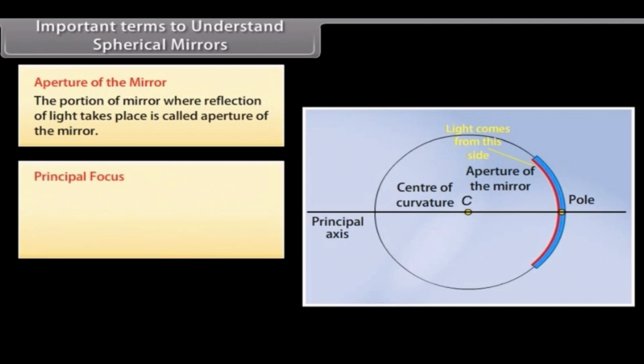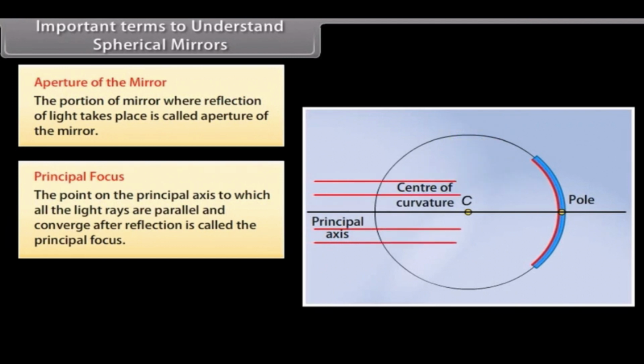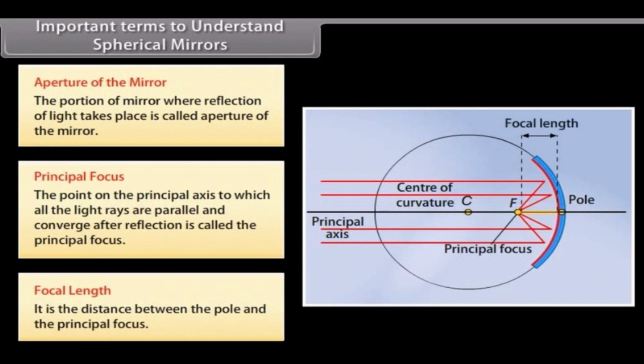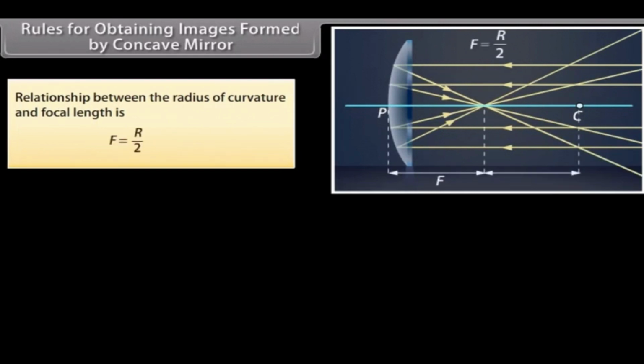Principal focus: the point on the principal axis to which all the light rays parallel to the axis converge after reflection is called the principal focus. Focal length: it is the distance between the pole and the principal focus. Rules for obtaining images formed by concave mirrors. The relationship between the radius of curvature and focal length is F equals R upon 2.